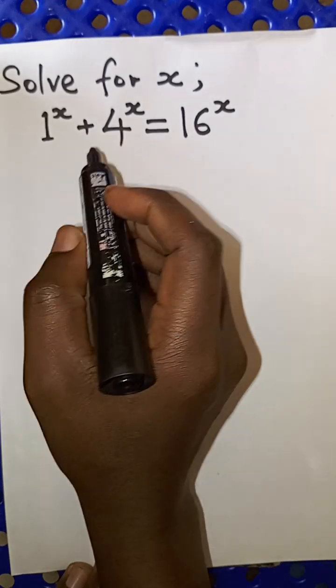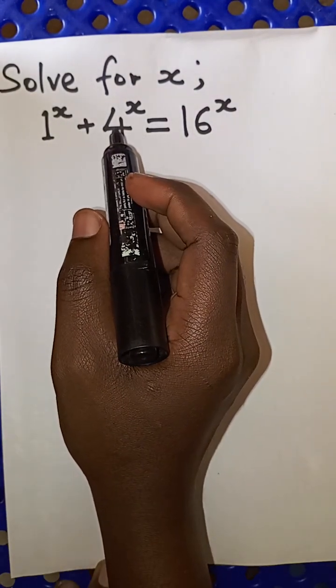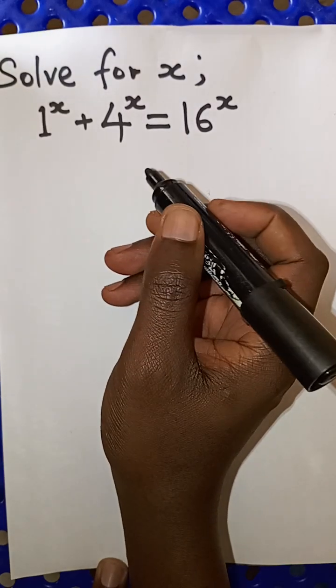Now we are told to find the value of x given that 1 raised to x plus 4 raised to x is equal to 16 raised to x.